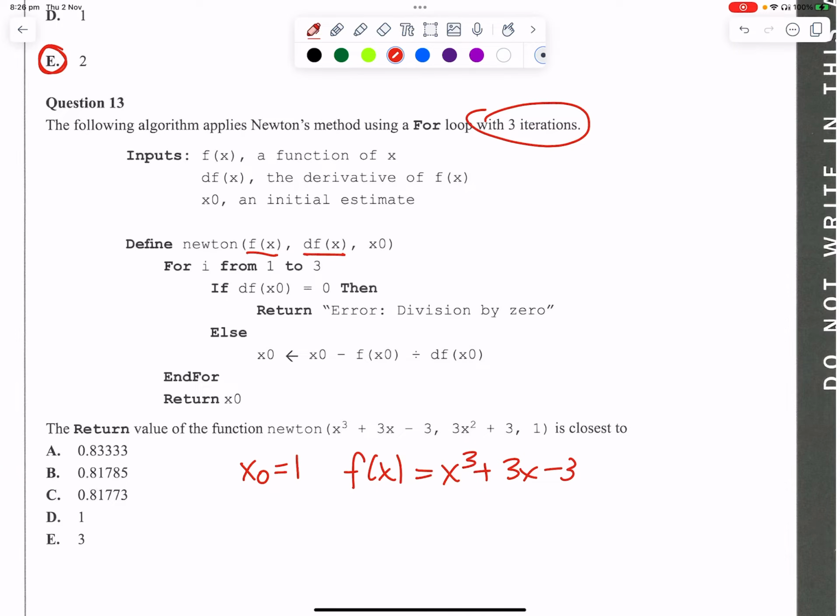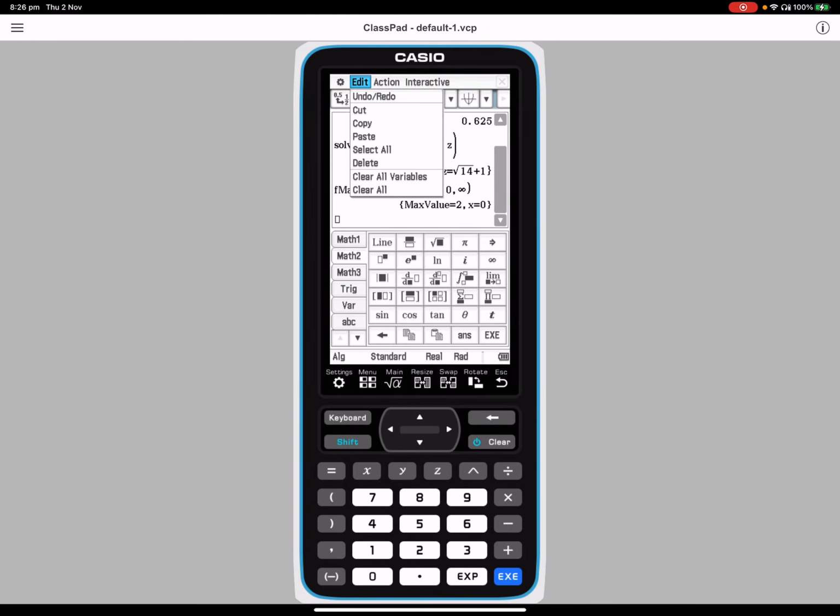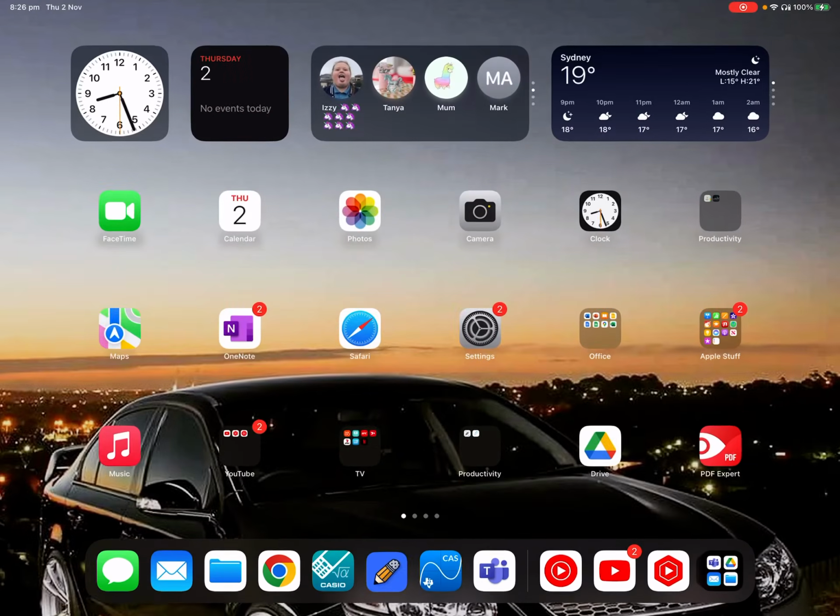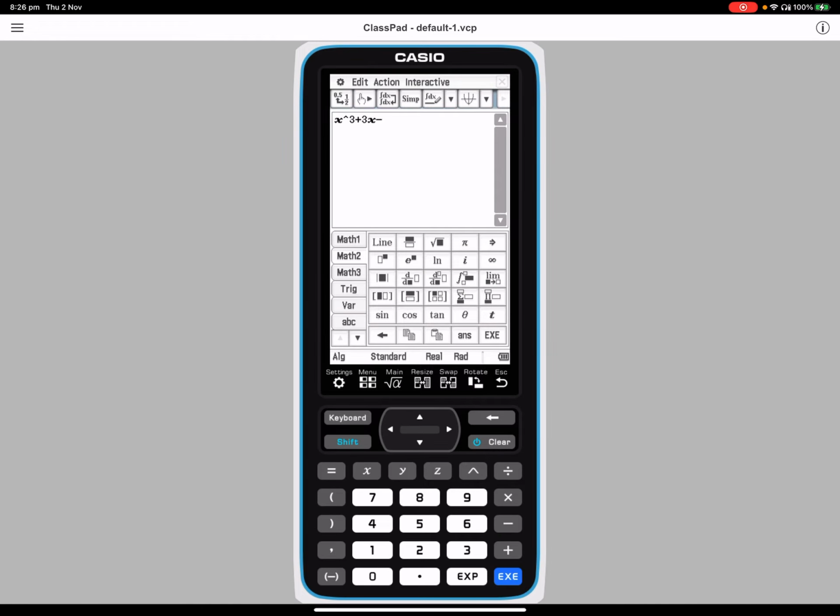3 iterations. So we can sort of just cheat and use, well, I guess it's not cheating, x cubed plus 3x minus 3. Define it. We know Newton's method is x minus f of x over d dx of f of x. And our initial value is x is equal to 1.